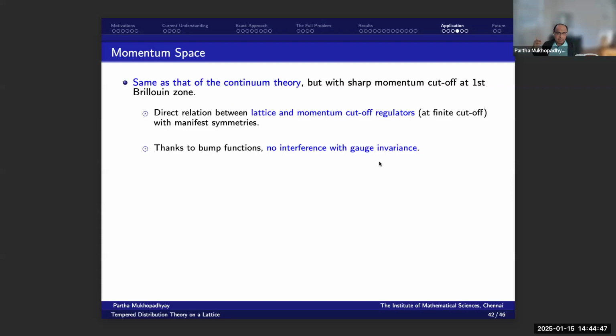The reason is that in momentum space, under a gauge transformation, a gauge mode within the first Brillouin zone will go outside the first Brillouin zone. But because of the precise definition of the configuration space in terms of bump functions, this is not going to happen. So this momentum cutoff theory is the same as that considered earlier, but with the configuration space restricted in this particular way, where the configurations are all bump functions within the first Brillouin zone. That was not considered earlier. That is the difference, and that difference solves the interference of this cutoff with gauge invariance.